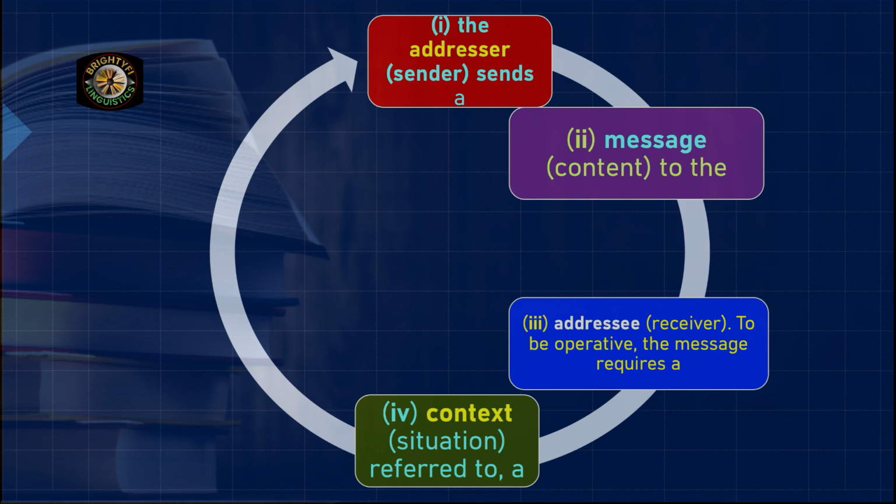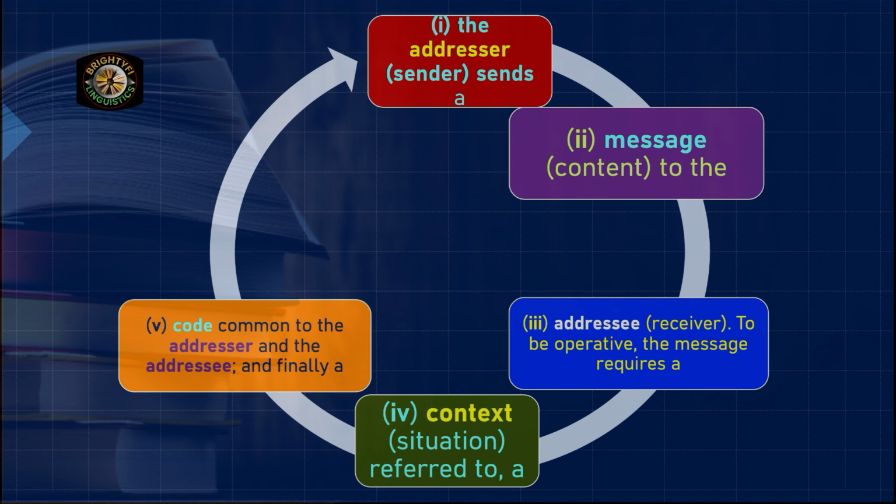So for any communication to be successful, after the addresser sends the message to the addressee, we must have the context, the situation. If we don't have it, we cannot make any communication happen. Then a code common to the addresser and the addressee. So we need a code. What does it mean? Code refers to language. There must be a common language shared by the addresser and the addressee.